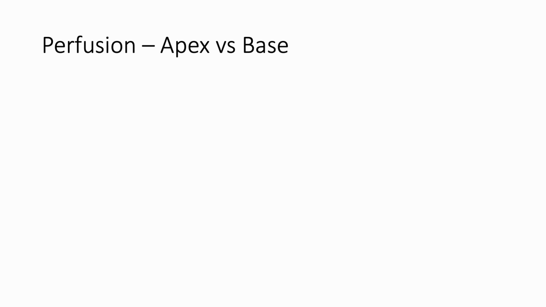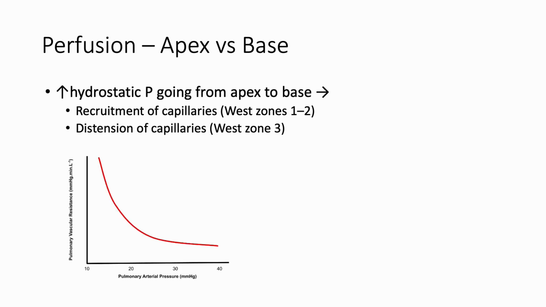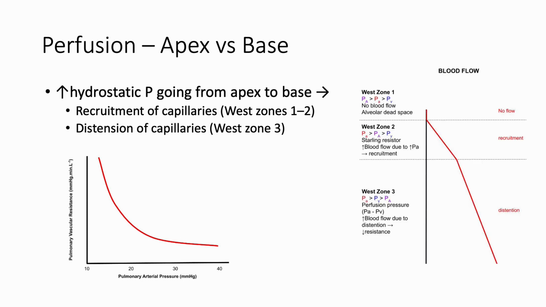Why does perfusion increase going from the apex towards the base? Well, in the previous video, we already discussed that due to the effects of gravity on hydrostatic pressure, there's increasing recruitment and distension, leading to a reduction in vascular resistance going from the apex to the base. And this is the explanation that you should use in the exam.